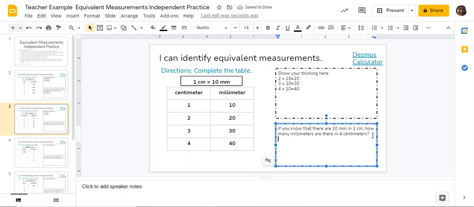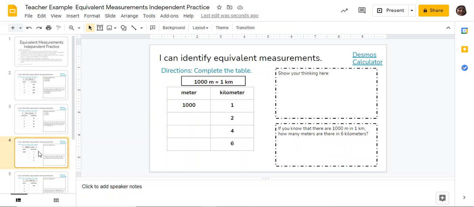We know because there are 10 in 1, 10 in 2, 10 in 3, and 10 in 4, which equals 40. Or I could say 10 times 4. Same thing. 10 plus 10 plus 10 plus 10. Same thing as saying 10 times 4. All right, slide 4. 1,000 meters equals 1 kilometer.